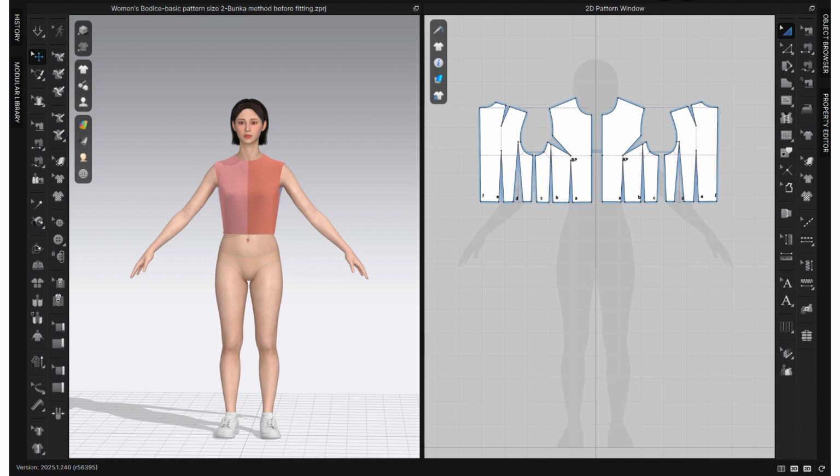It's traditionally taught through 5 textbooks, and in this series I'll be studying the method and recreating each step inside Cloud 3D. We'll draft basic blocks, manipulate darts, and develop different styles, all using Bunka's logic, but visualized in 3D so you can truly understand how the pattern behaves on the body.